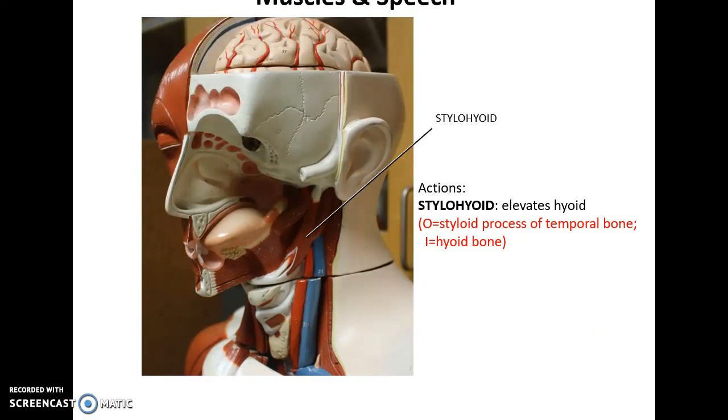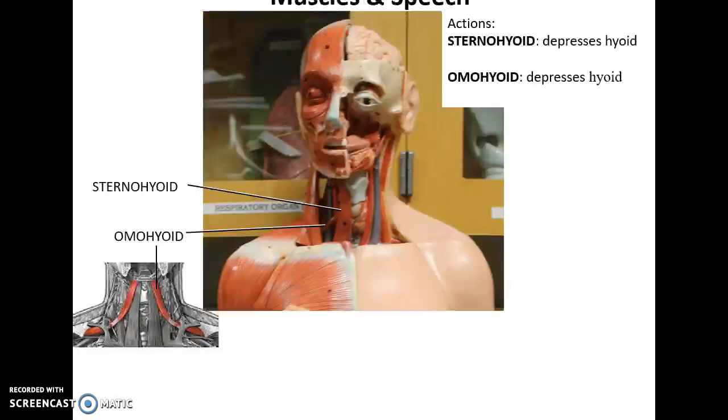Then we have the stylohyoid muscle. Its origin is the styloid process of the temporal bone and it inserts into the hyoid bone. And it helps to elevate the hyoid and affect the larynx. We also have the sternohyoid muscle going from the sternum and inserting into the hyoid bone. It helps to depress the hyoid. And then with the omohyoid muscle, which is a weird two-belly muscle whose origin is in the scapula and it inserts into the hyoid bone, it also helps to depress the hyoid bone, and then also depress the larynx.